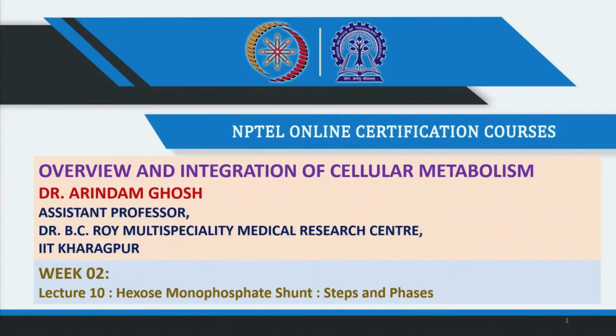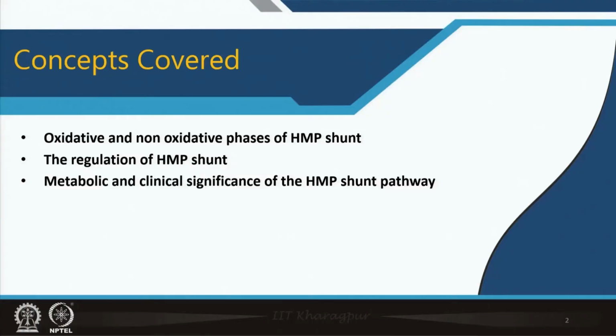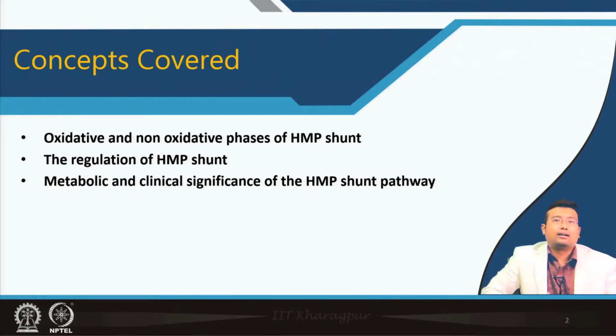We are discussing carbohydrate metabolism and today's lecture is on hexose monophosphate shunt. We will be learning about the steps and phases of hexose monophosphate shunt. Specifically, we will be covering how you can classify the hexose monophosphate shunt pathway into the oxidative and non-oxidative phases. We will show how the regulation of HMP shunt is done and what is the metabolic and clinical significance of HMP shunt pathway.